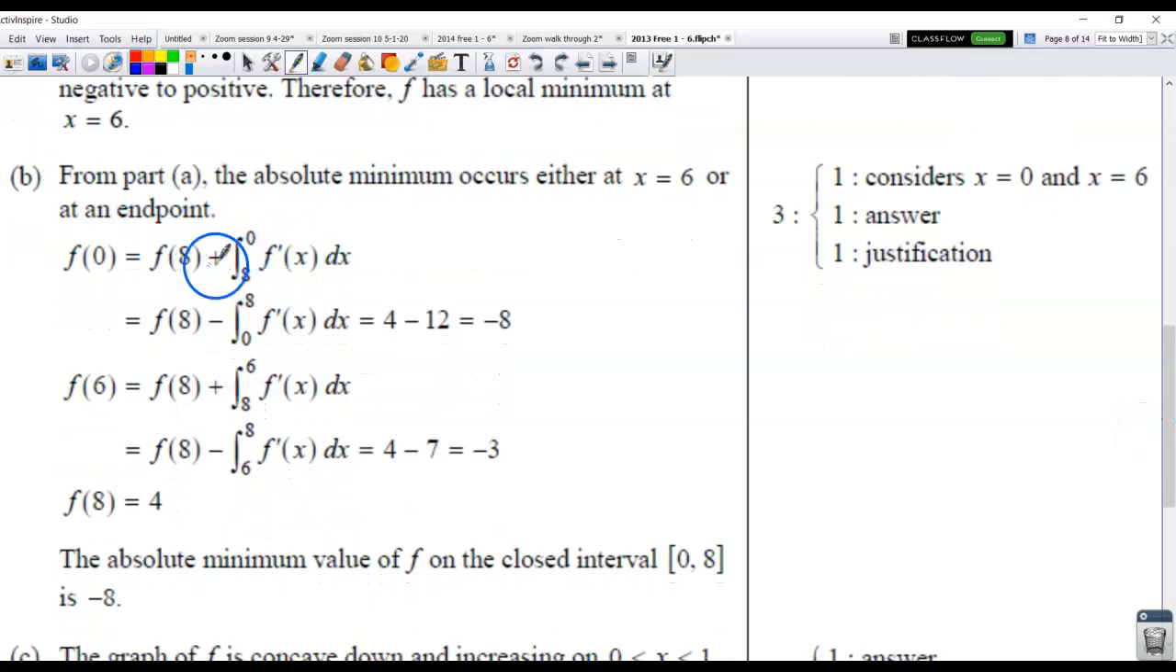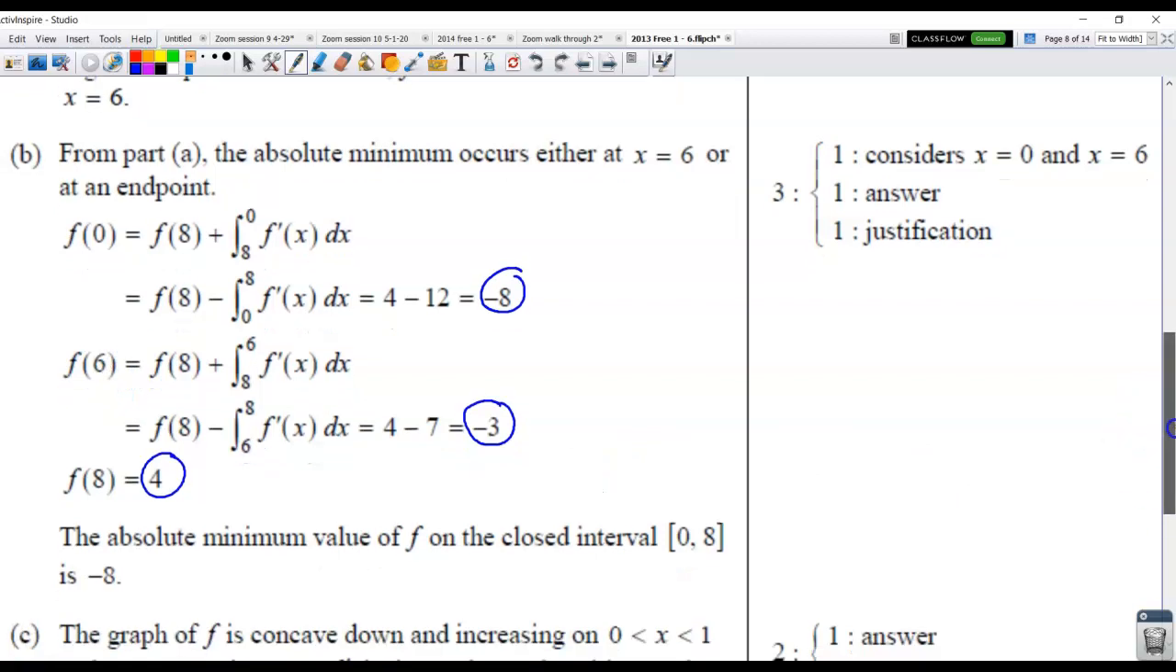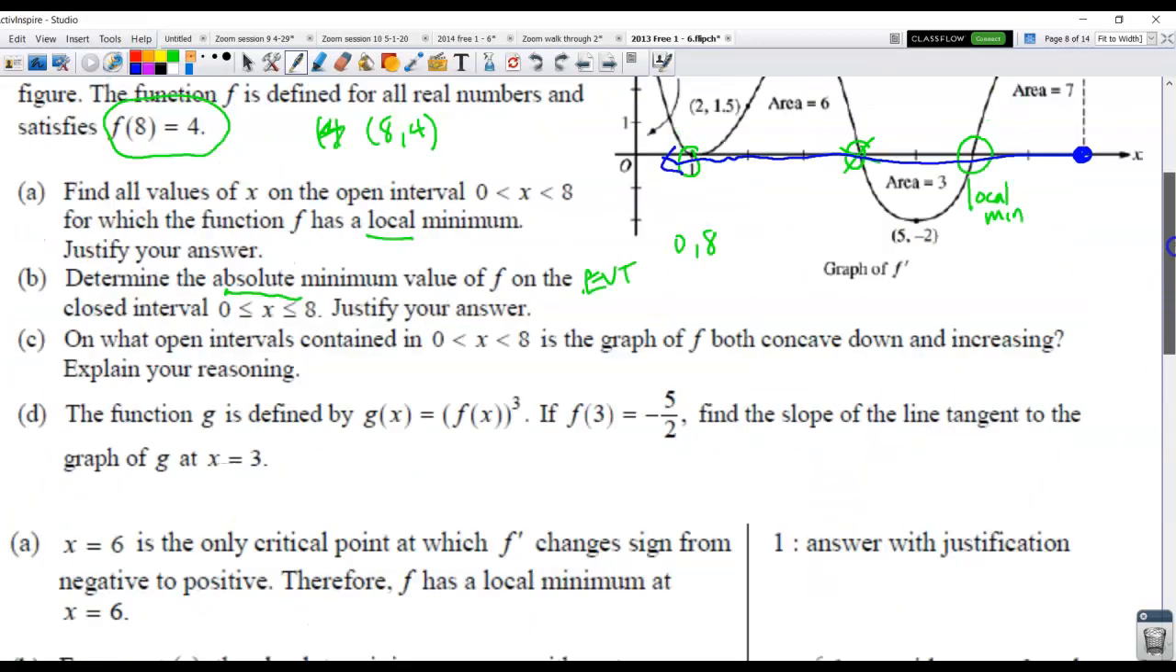They are writing their integrals. They're accumulating the area. So f of 8 is negative 8. F of 6 is negative 3. And f of 0 was negative 8. And f of 8 is 4 because that's the initial condition. So even though there's a local minimum at x equal to 6, it's not the absolute minimum. The absolute minimum occurs at x equal to 8 and is negative 8.